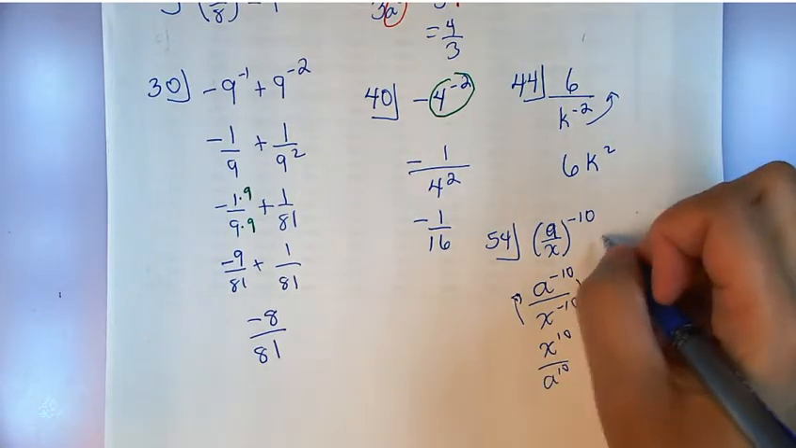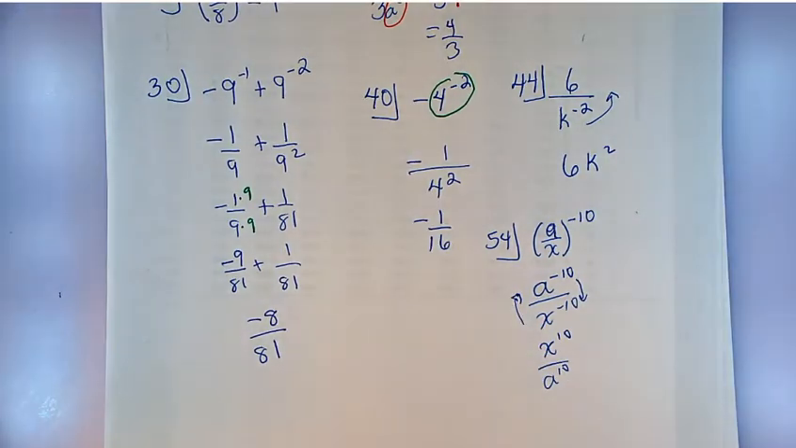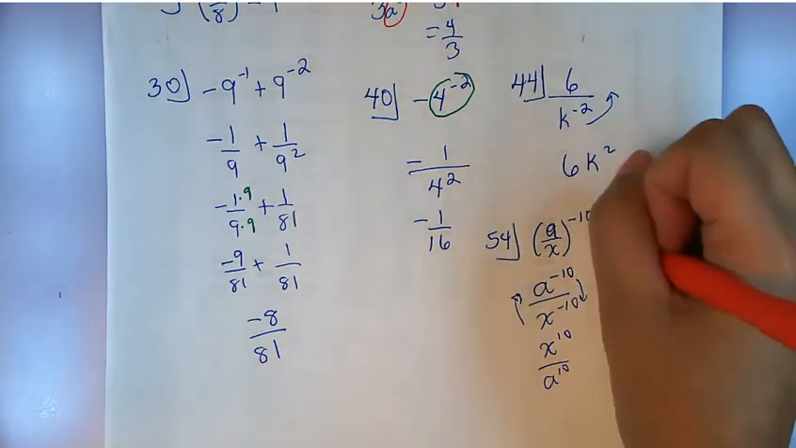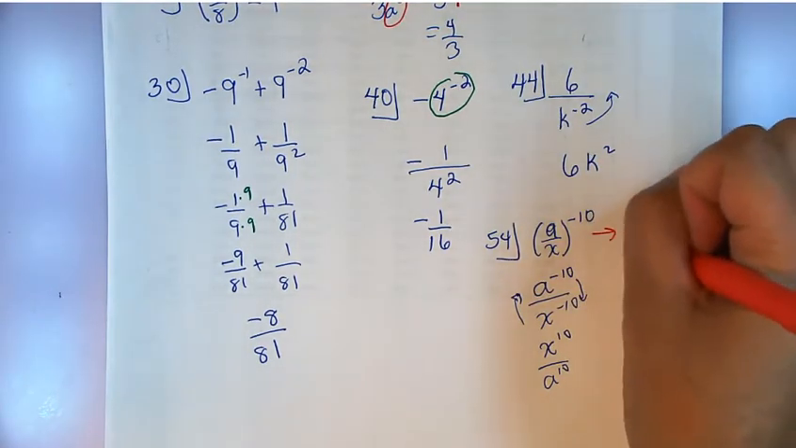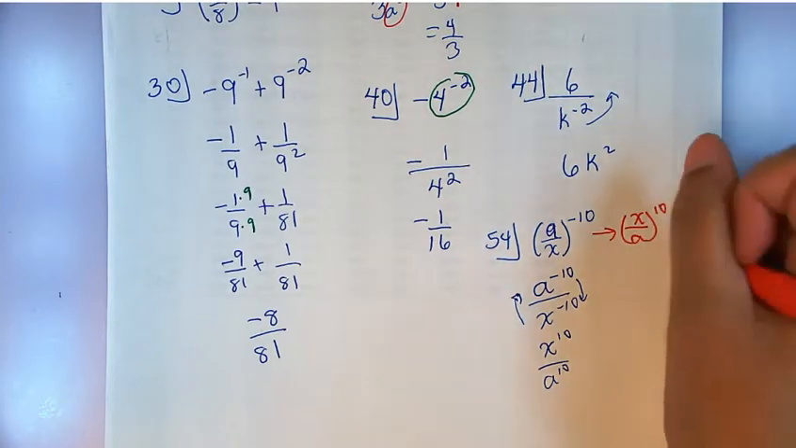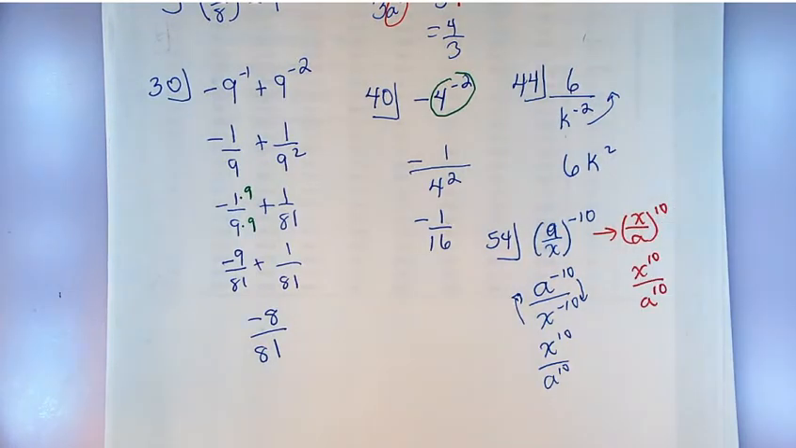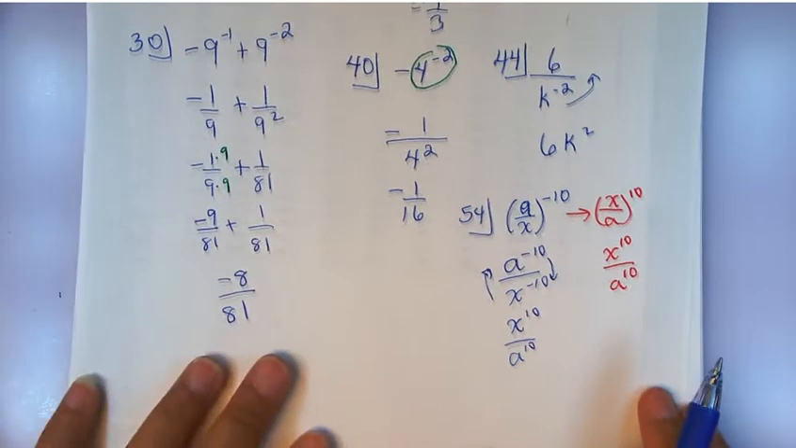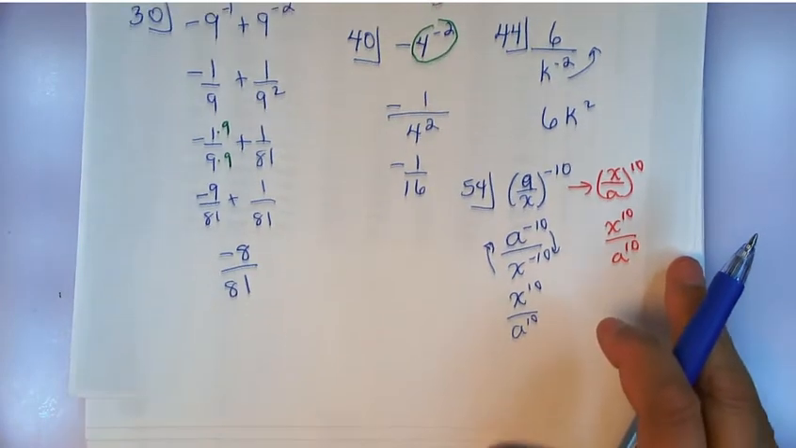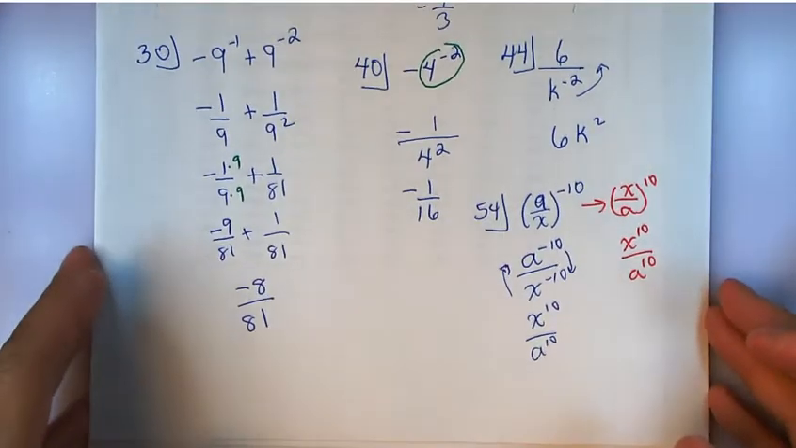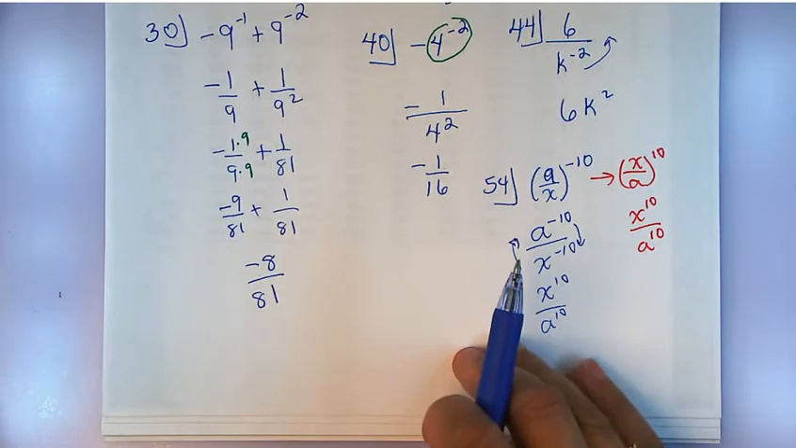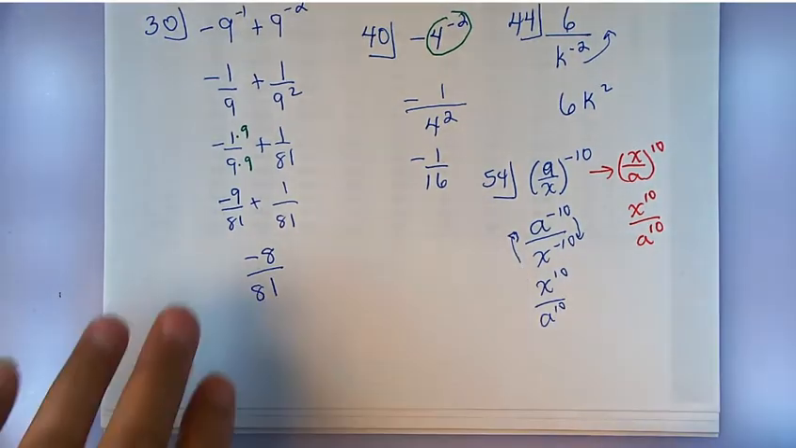Or, and I'm going to do the or in red, we see that we can have x over a to the positive 10, which gives us, again, x to the 10th over a to the 10th. I don't care which way you do it. Again, do it the way that works for you. I'm not stipulating how you should solve these problems. Let's take 64.